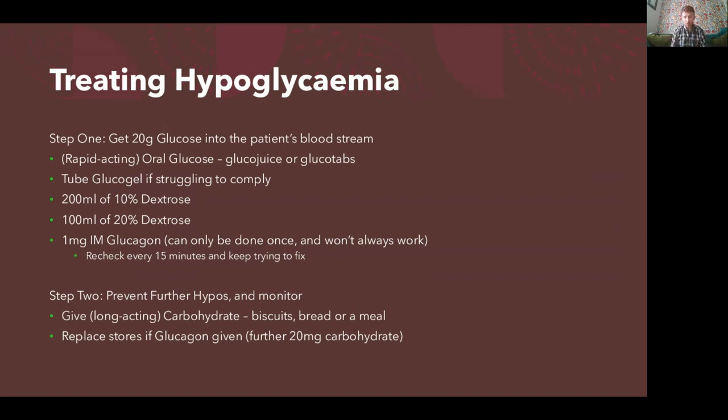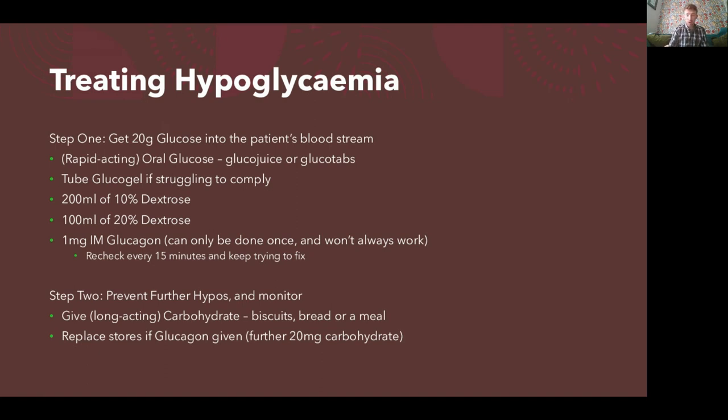Now, you'll see lots of different guidelines, lots of different protocols saying, oh, if the patient's awake, give them this. If the patient's asleep, give them this. If they can swallow, if they can't swallow. The basic rule is that you need to get 20 grams of rapid acting glucose into their bloodstream somehow. So it doesn't really matter how you do it. You just got to get it in them. So you can give that 20 grams of glucose through Glucojuice or Glucotabs or an energy drink. If they're struggling to swallow, then just give that 20 grams of glucose in the form of Glucogel and rub it into their gums and inside their mouth or on the buccal mucosa.